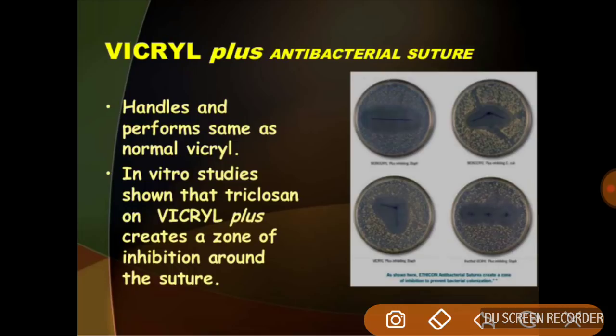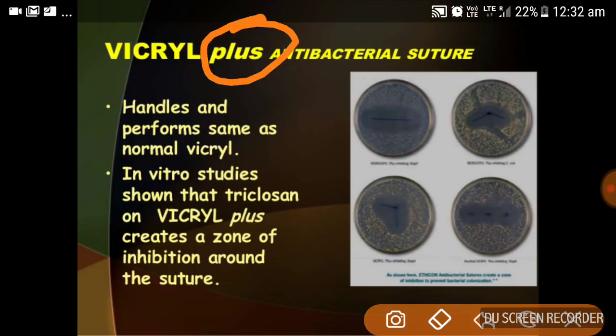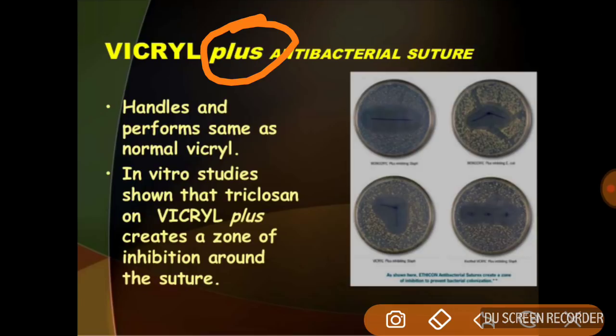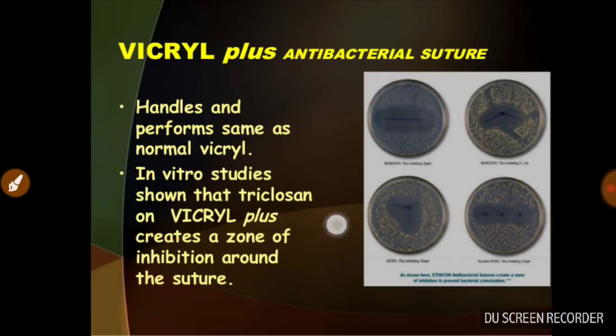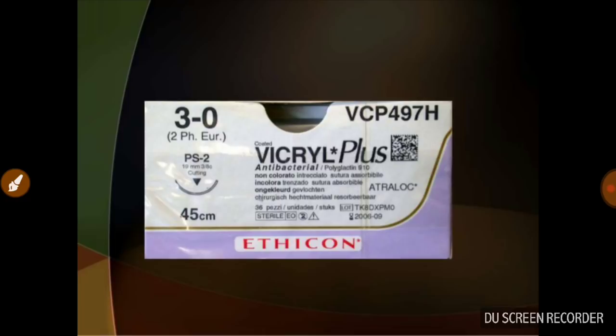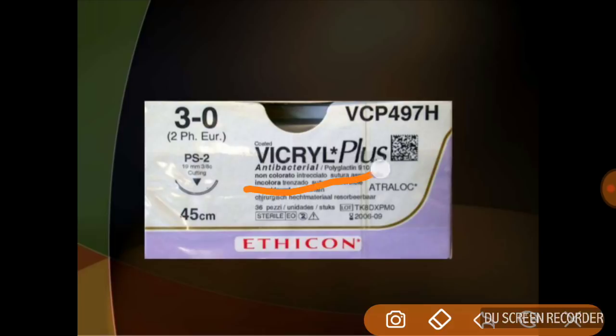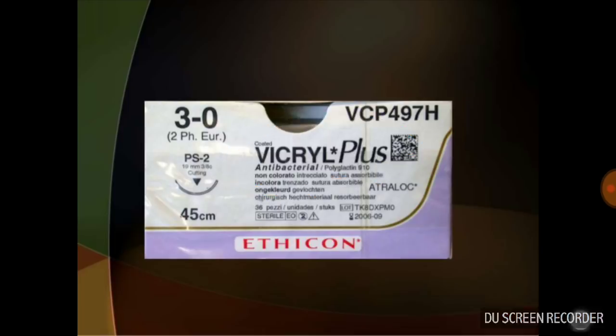Something called Vicryl Plus is also there. So what do you mean by plus? Plus means you have something which is creating a zone of inhibition around the sutures. So what is this? It is triclosan on Vicryl. If you add triclosan to Vicryl, it gains more antibacterial properties. So Vicryl Plus looks like this, and it has antibacterial properties. So it's a very nice material to use in case of contaminated wounds.